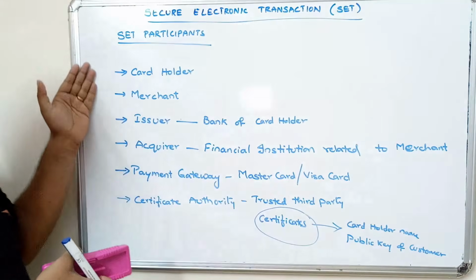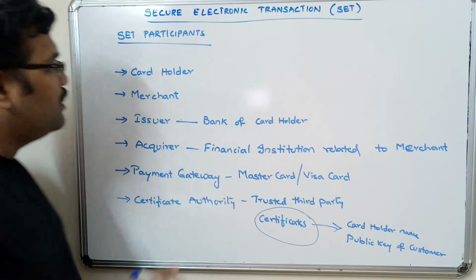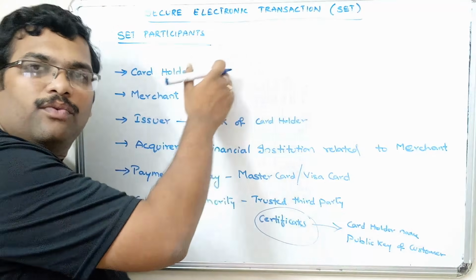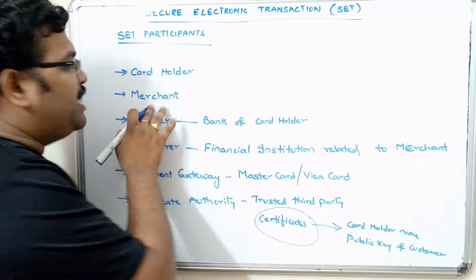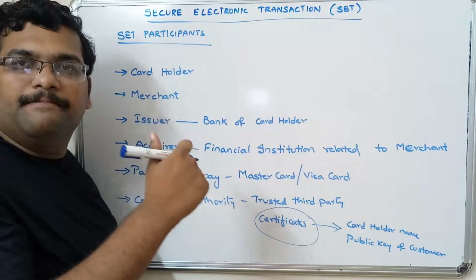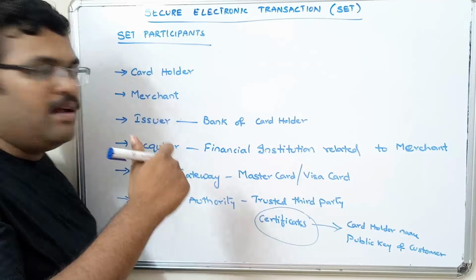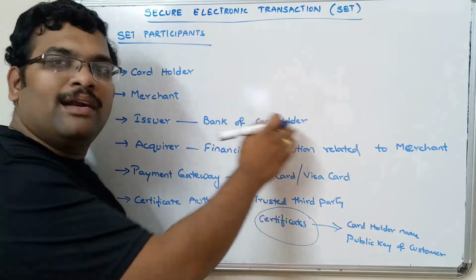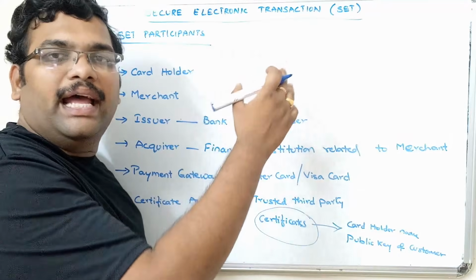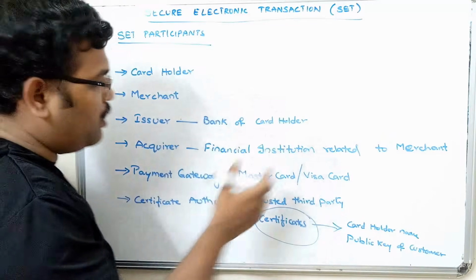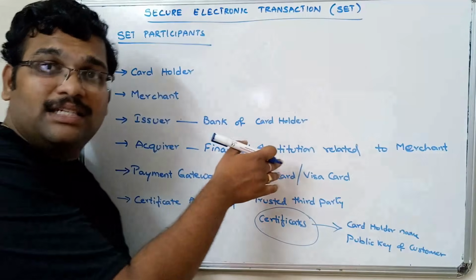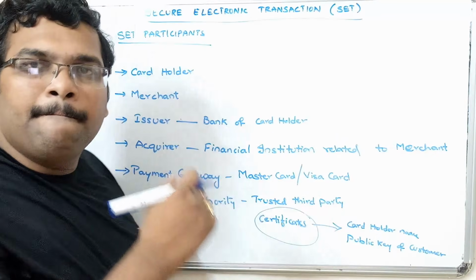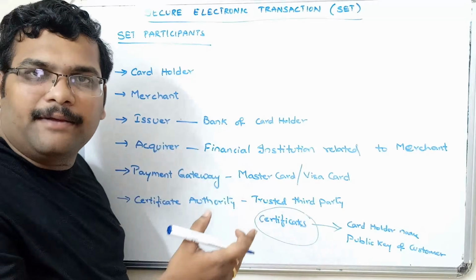So these are all the SET participants. One is the card holder, who will have the bank account and who will buy the product. Merchant, who will accept the financial payments and who will sell the product. Issuer, the bank related to the cardholder, who will give the account to the customer or cardholder. Acquirer is a financial institution related to the merchant who accepts the payment from any bank.